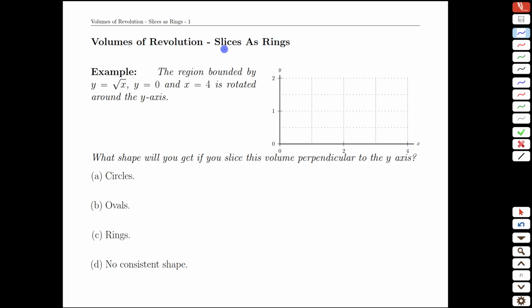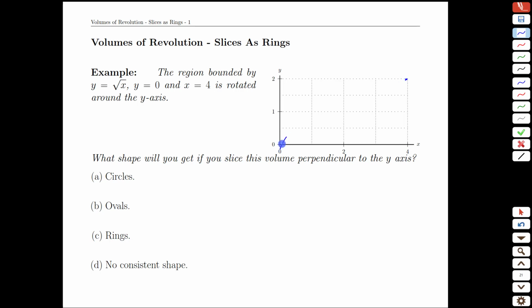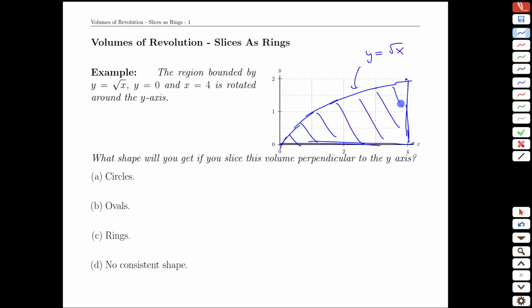In this video, we're going to see a slightly different geometric shape when we do our slices. Let's walk through the scenario where we have a region bounded by the square root of x equals y. That's our classic sideways parabola. And from that, we also have a boundary at y equals 0. That is the height down here. And x equals 4 is that value there. So the region we're talking about is enclosed in this lower right-hand corner on the graph.